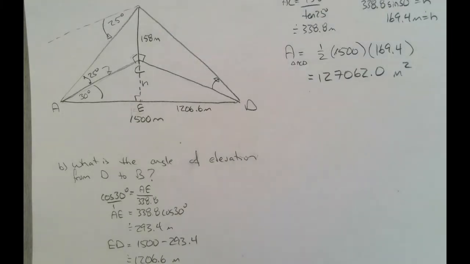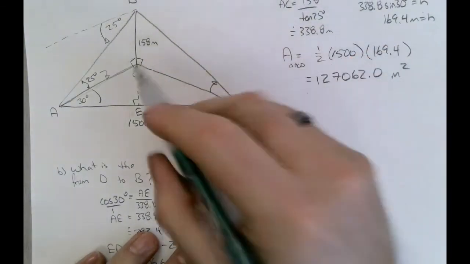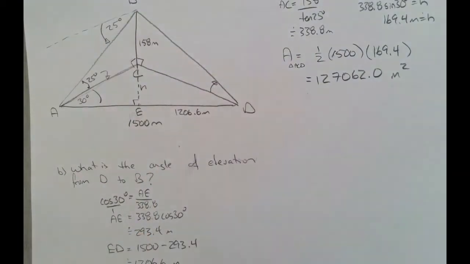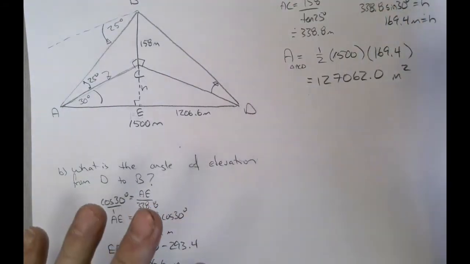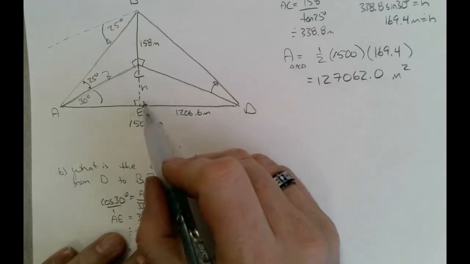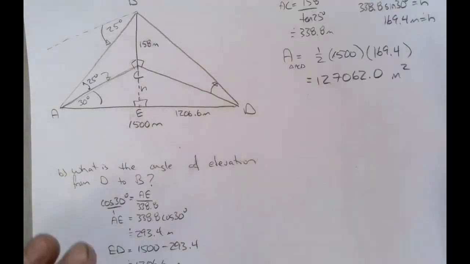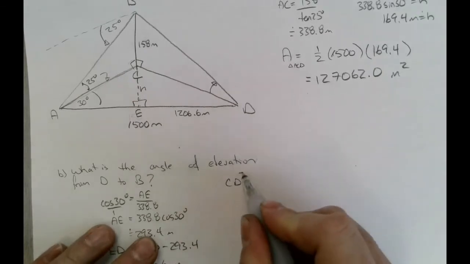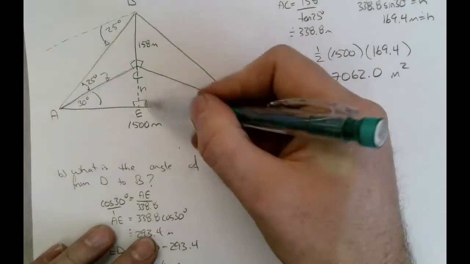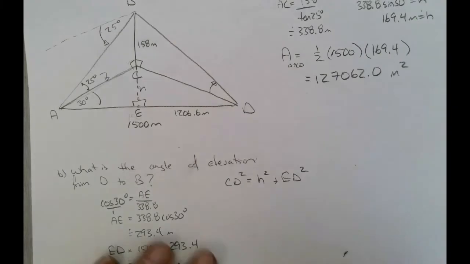Okay, good. Now, how does that help me? Well, remember that what I'm looking for is this angle right here. I've got the side opposite it. If only I had the adjacent side, I could use an inverse tangent. But I don't have that yet. But I do have this triangle down here, and now I've got this base side, and I've got the height. Well, I can just use the Pythagorean Theorem now to get the hypotenuse, the CD. CD squared is going to equal the height squared plus ED squared.